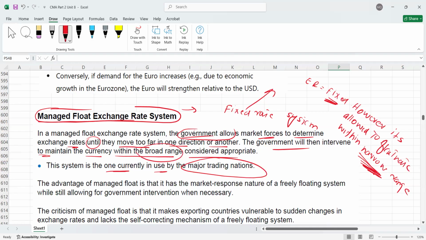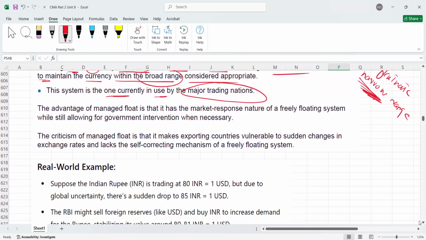As I told you, this is widely used by countries. Then here, what's the advantage? Don't take this discussion lightly, because we'll go through the questions, and you will get an idea how tricky it is. The advantage of managed float is that it has the market response nature, the characteristics of a freely floating exchange rate, where demand and supply decide. It has the market response nature of a freely floating system, while still allowing for government intervention when necessary.